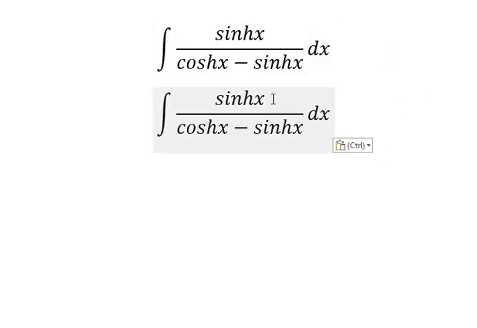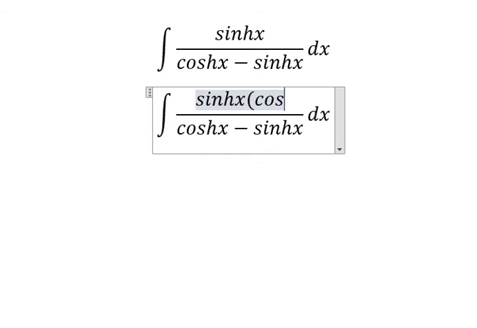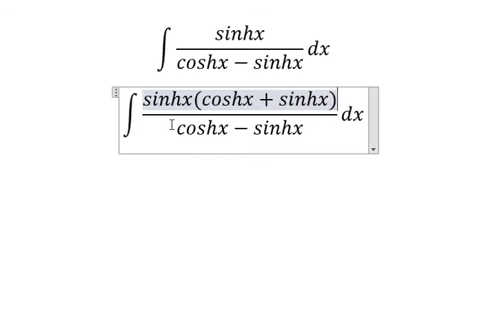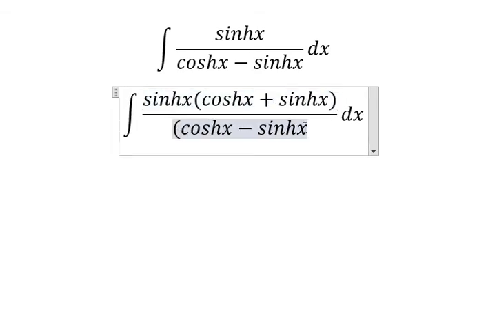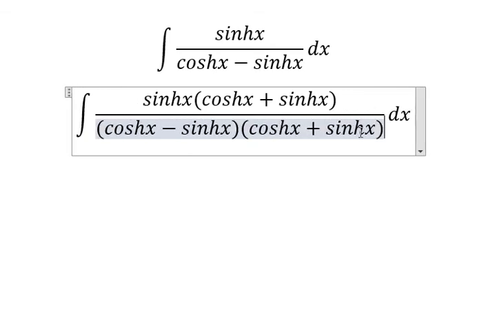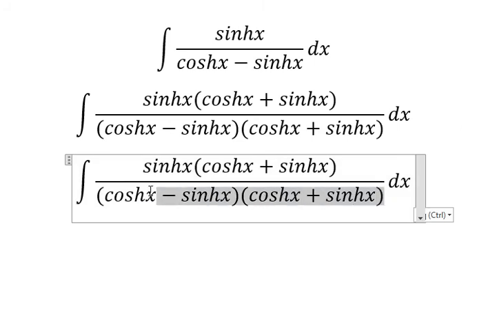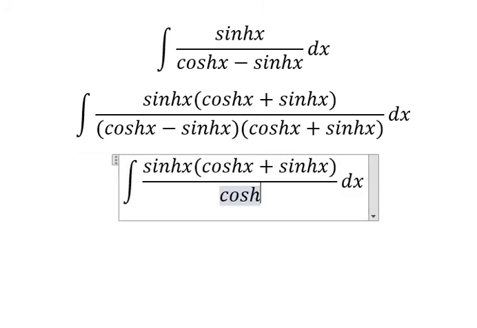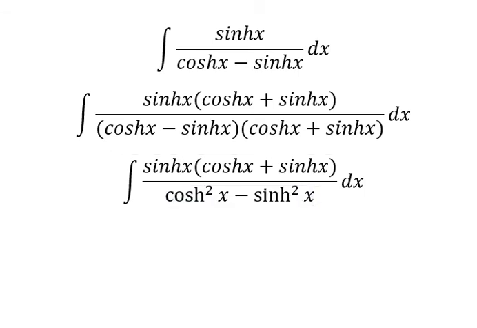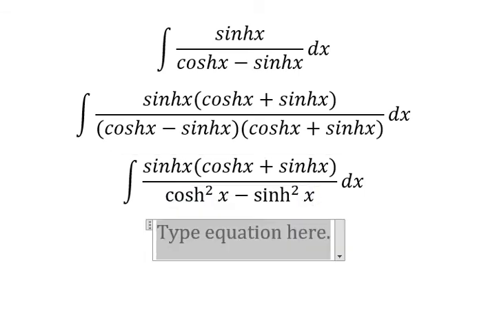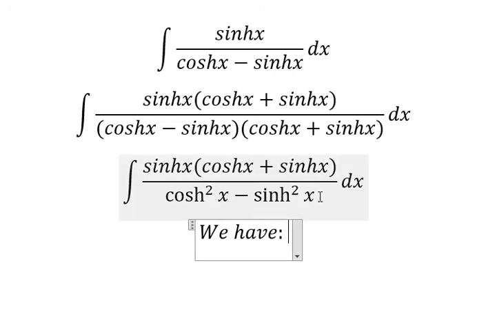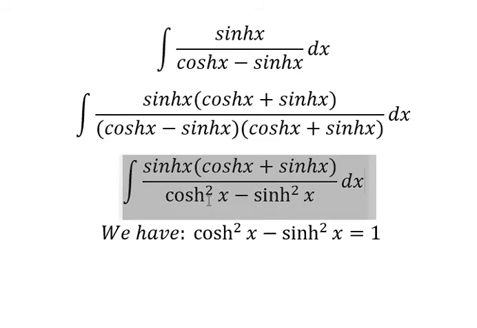We need to multiply by coshx plus sinhx on numerator and denominator. Next, this one in here, we have cosh²x minus sinh²x. Next, we have the formula in here. This one equals number 1, so we can simplify.